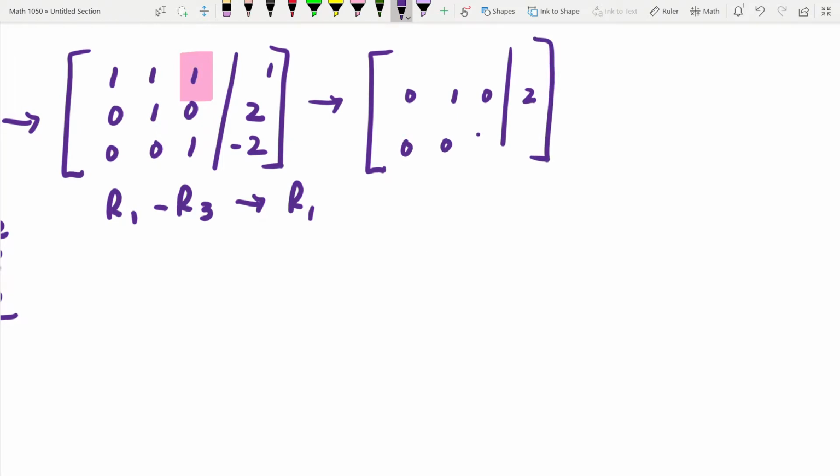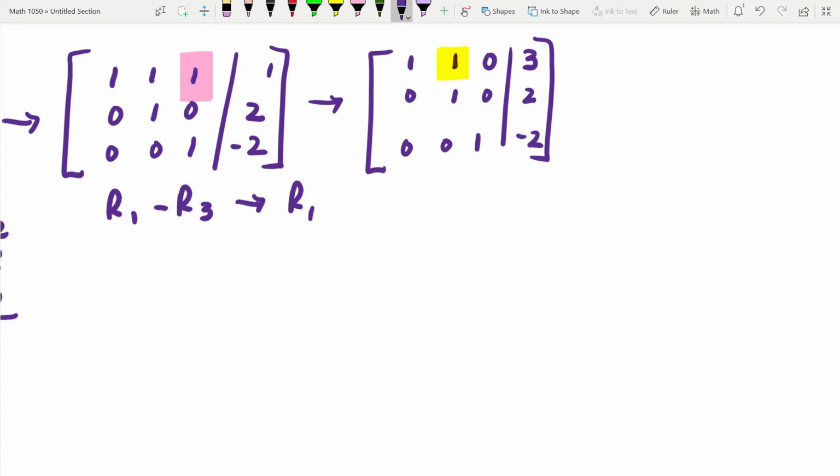Row 3 doesn't change. If it's just one row added or subtracted to another row, you don't have to write the numbers down. So 1 minus 0, 1. 1 minus 0, 1. 1 minus 1, 0. 1 minus a negative 2, that's 1 plus 2, which is a 3.